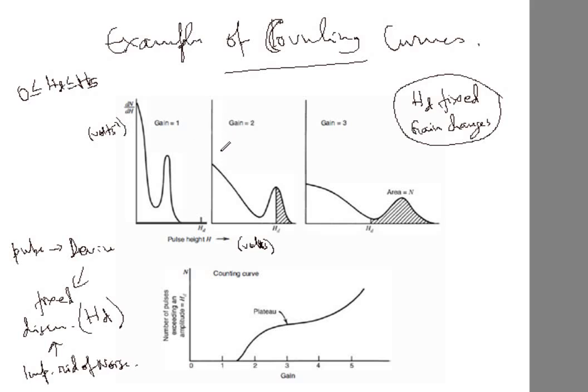Okay. Now, so where was I? Yeah, so here you can see the differential pulse height distribution corresponding to 3 different values of voltage gain applied to the same source of pulses. They are not different, but the same source of pulses.